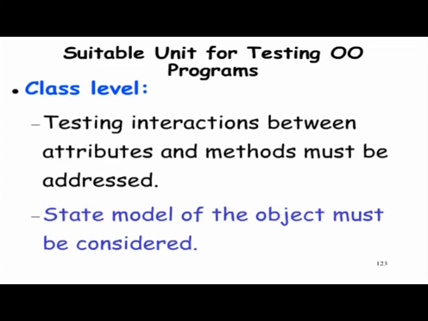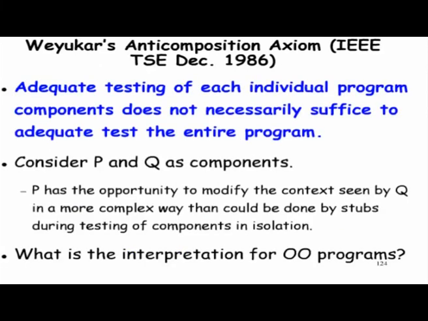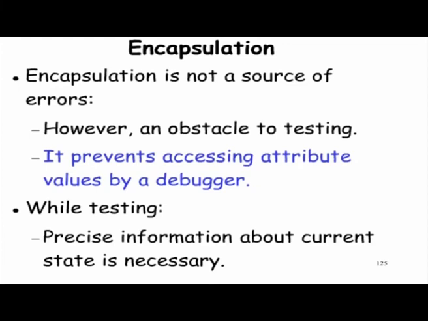So, the class is the suitable unit for testing. The unit testing in object orientation is done at the class level. We test the classes. As we said, this is based on Weyuker's anti-composition axiom. So, one thing that we concluded is that our unit testing will be done at the class level, not at the method level. And then what about encapsulation?